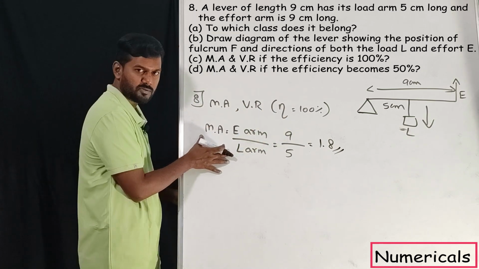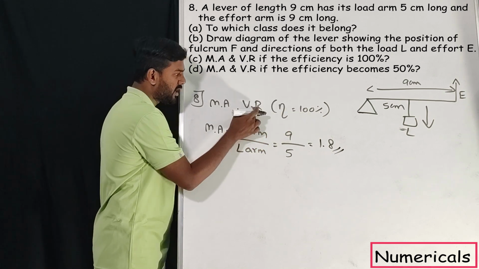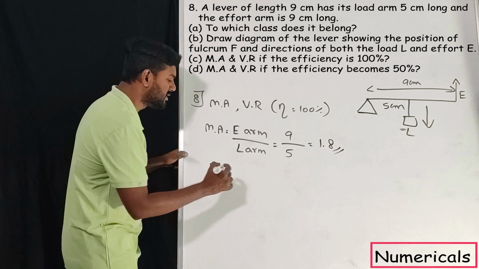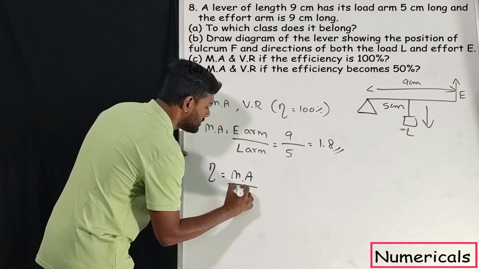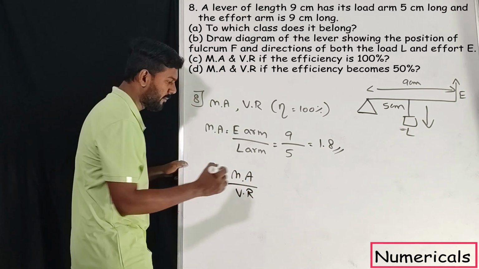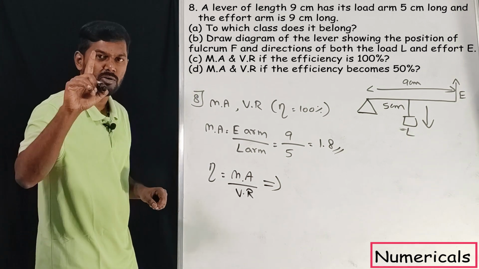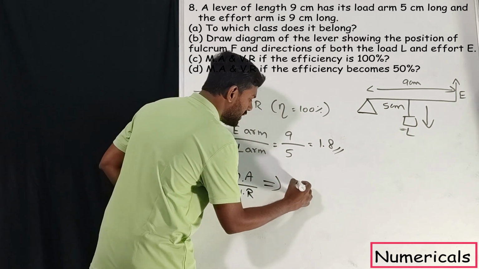Okay, once we found this one and efficiency is given, we can find velocity ratio, correct? So what is the formula? Efficiency is equal to mechanical advantage by velocity ratio. If the efficiency is given as 100%, that is nothing but 1, correct? 100% is nothing but 1.